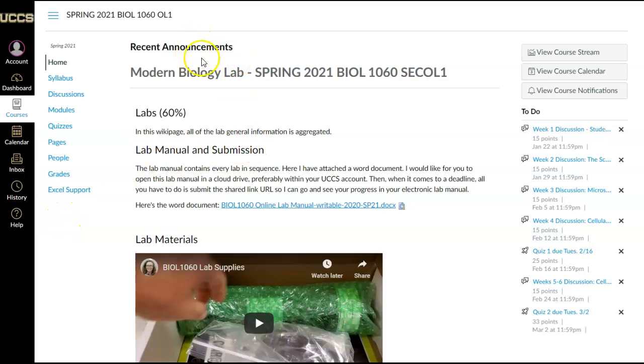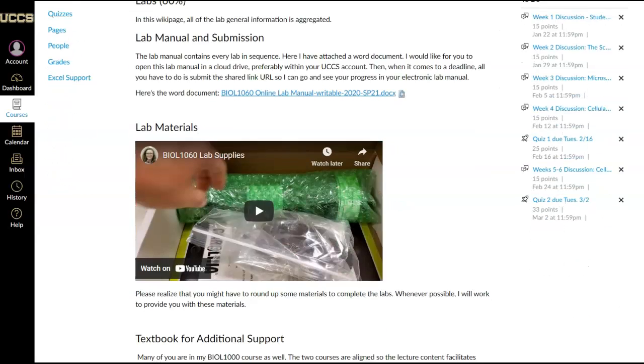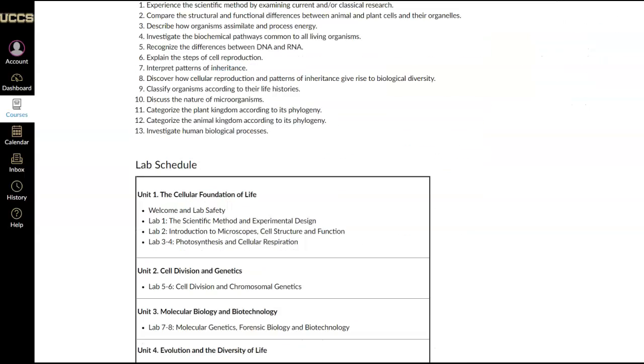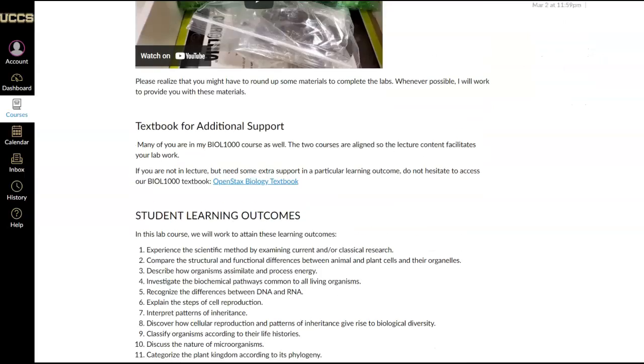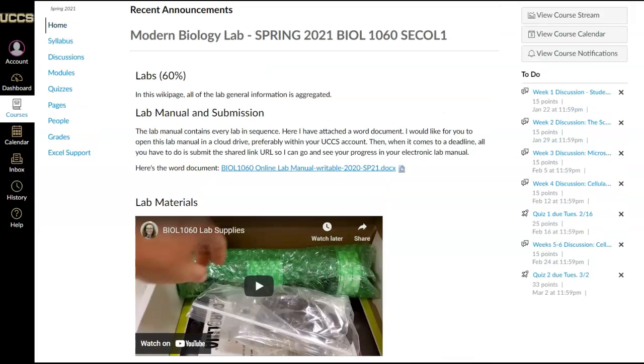So this is the home page. Normally the announcements will be right here and you'll find this announcement right here. And then right below that, I have information about the labs written right here. You're going to come and pick up your lab supplies from Osborne on campus whenever it is convenient for you.